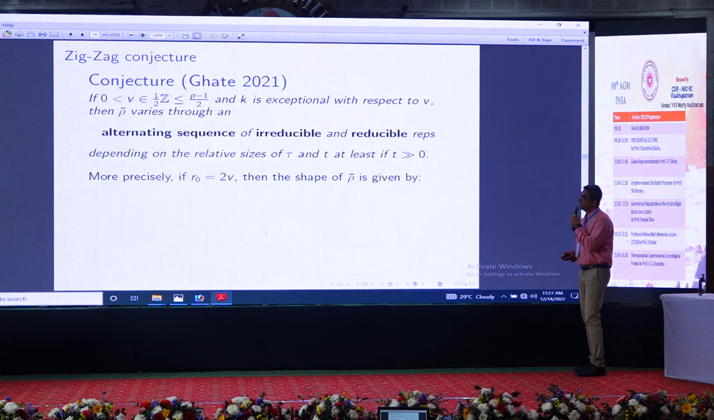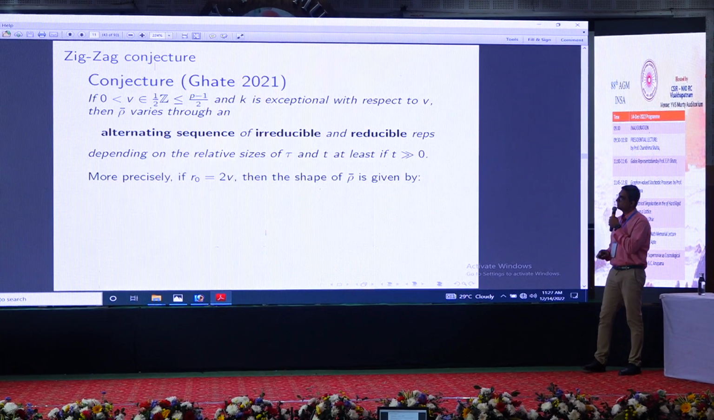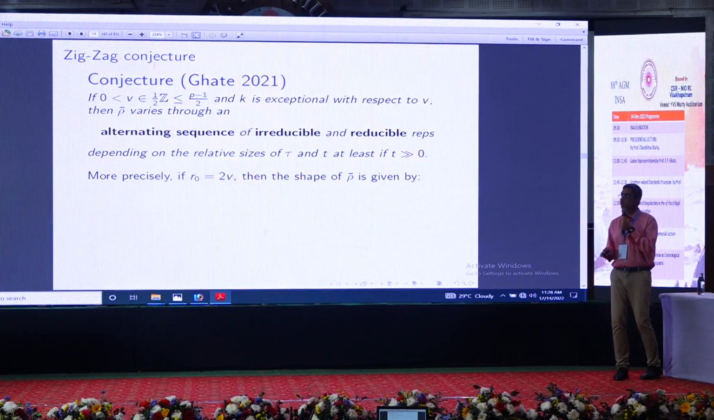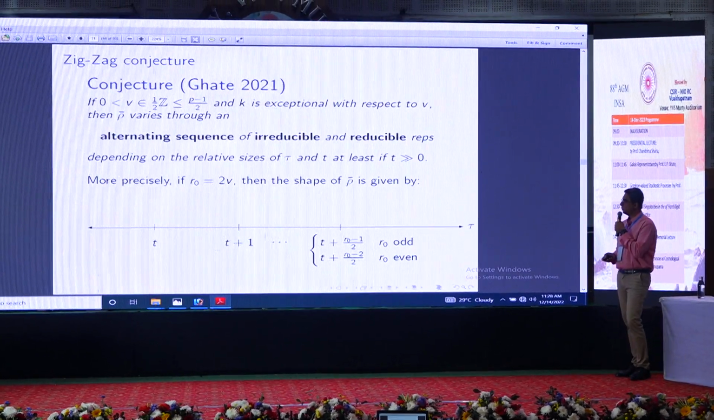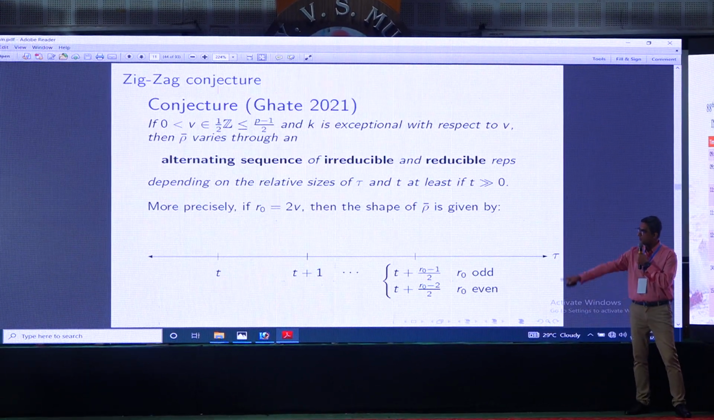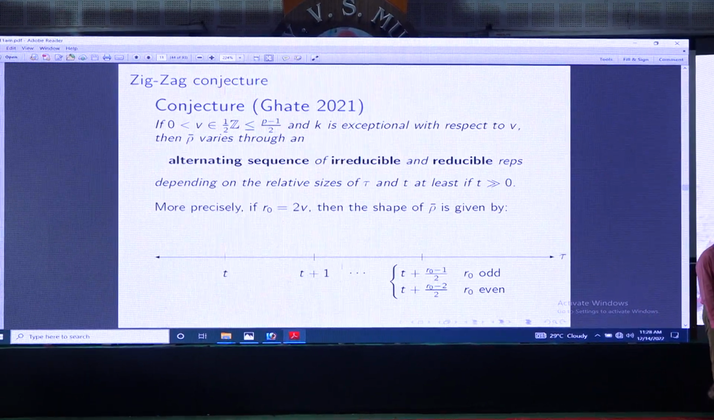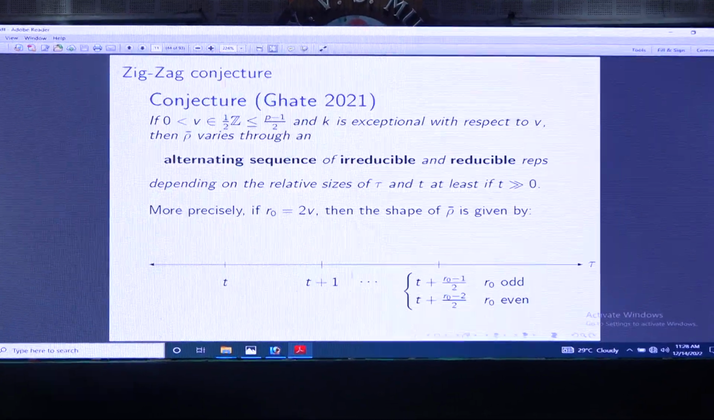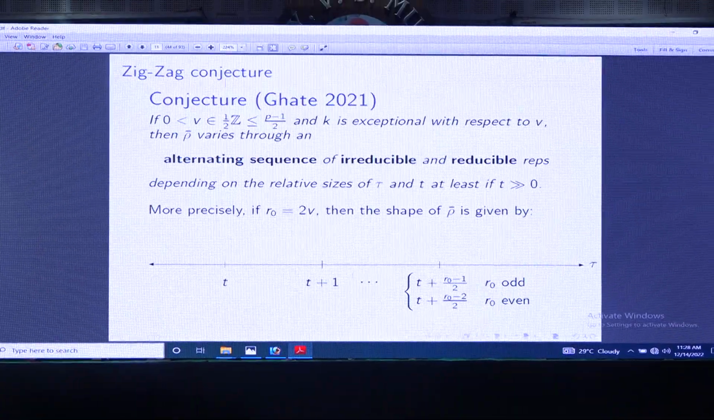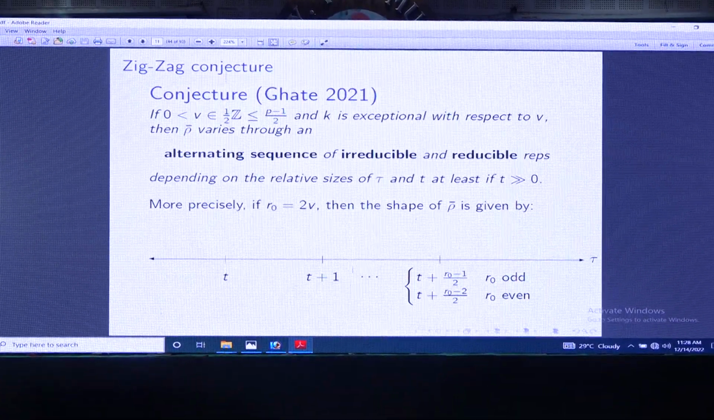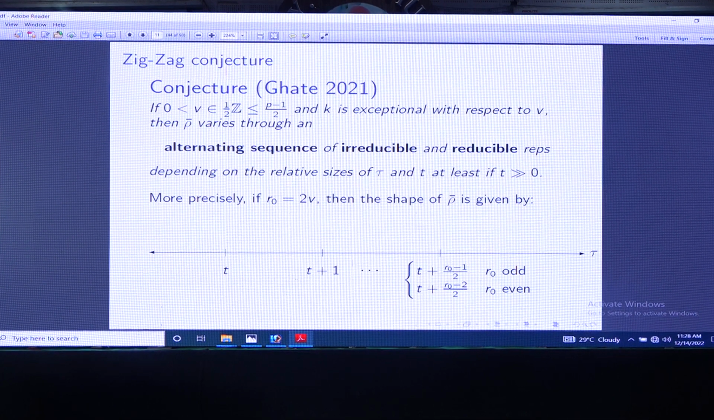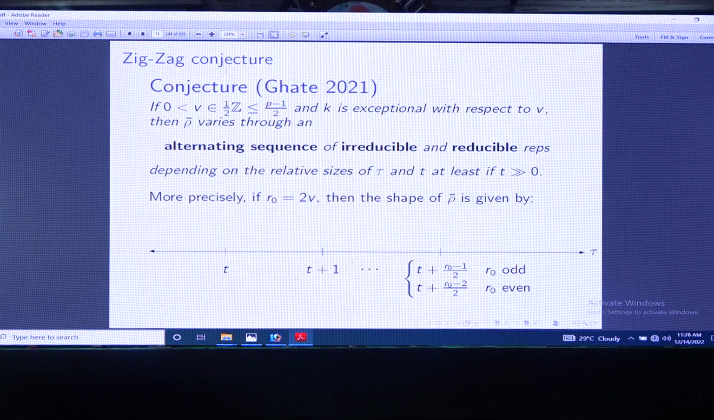So more precisely, let R naught be twice the slope. Remember, v was a half integer, so 2v is just an integer, so R naught is an integer. Then, if you draw this tau line here, you have these numbers t, t plus 1, that's the other parameter. You go all the way up to this integer, t plus n, where n is (R naught minus 1) over 2, or (R naught minus 2) over 2, depending on R naught odd or even. There are finitely many integer points. t is an integer, but tau is a rational number.